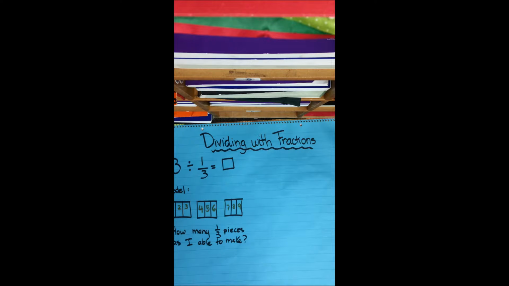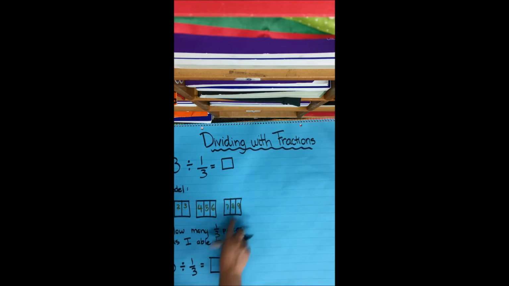So the answer to my question here is, if I take 3 and I divide it into 1/3 pieces, I was able to make 9 pieces. So I've discovered something. When I start with a whole number, I'm going to end with that whole number because I'm asking how many pieces was I able to make, and I'm describing the number of pieces. So 3 divided by 1/3 equals 9.